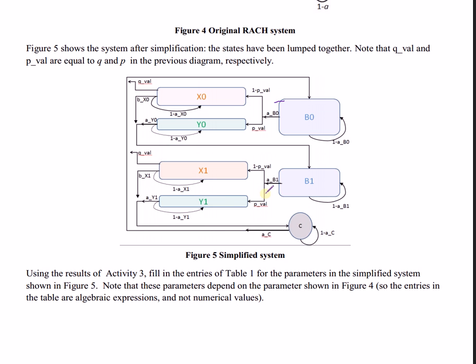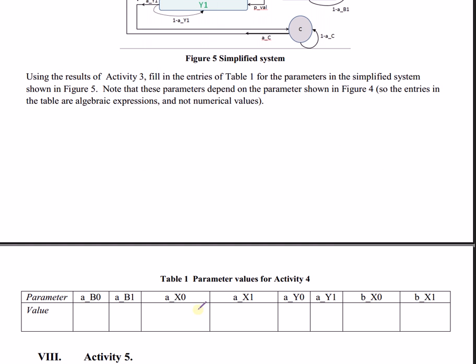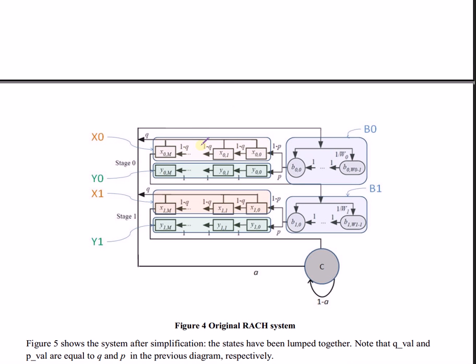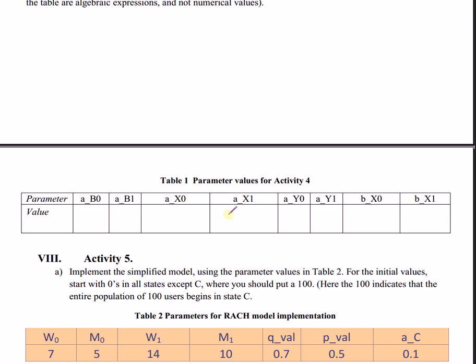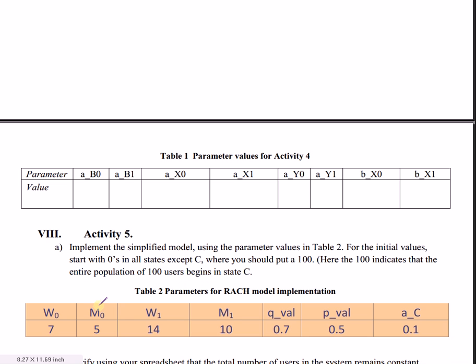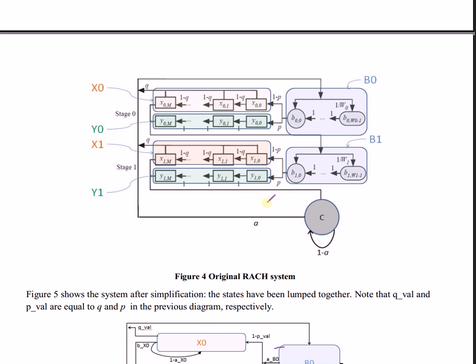Your answers in this table are not going to be numerical values. They'll depend on these parameters, Q, M, W0, W1, and so on. You should notice here that I have used a different M for stage 0 and stage 1. So you should consider the possibility that this M is different from this M. So let's call this M0, and we'll call this one M1.